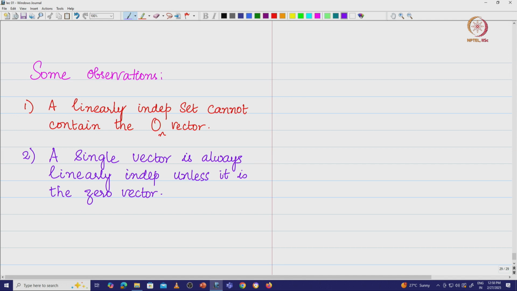So, in a sense it also says that the only way you can map all these vectors to the 0 vector is by making the scalars 0. So, that is the other interpretation that we have.